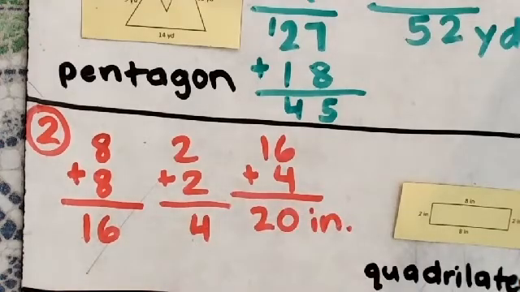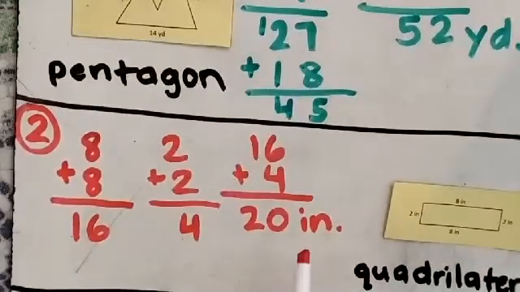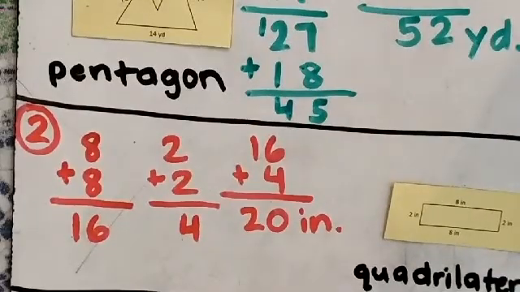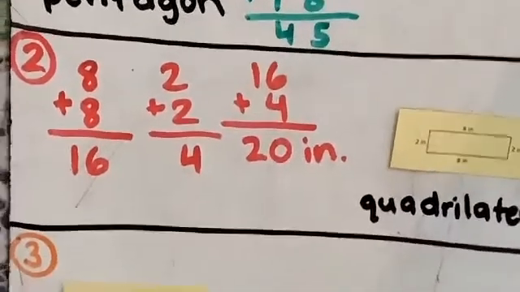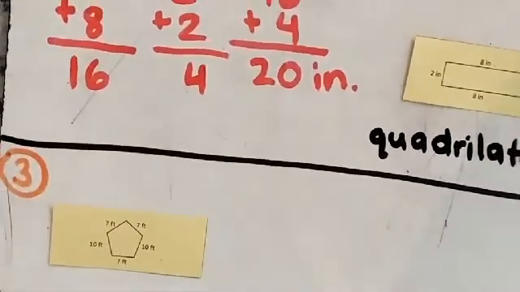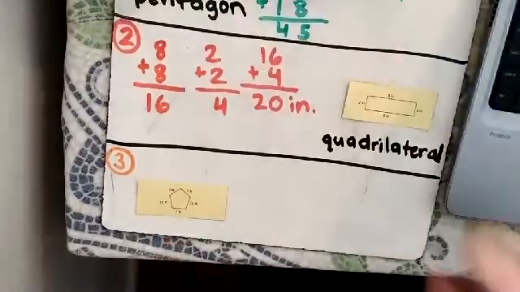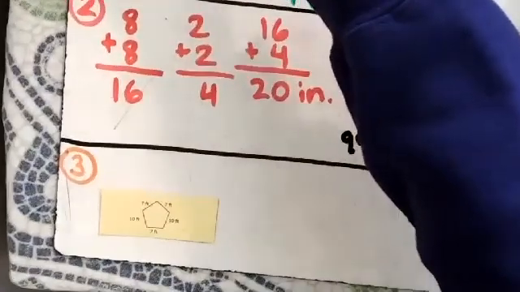Okay, so on number 1, I got 52 yards. On number 2, I got 20 inches. Well, yards are way bigger than inches, so that has a way larger perimeter. Let's move to number 3. Okay, I'm going to zoom out a tiny bit. Okay, there is number 3.